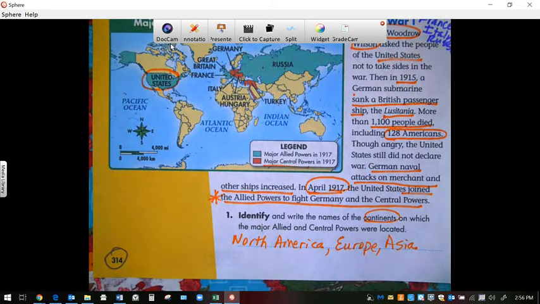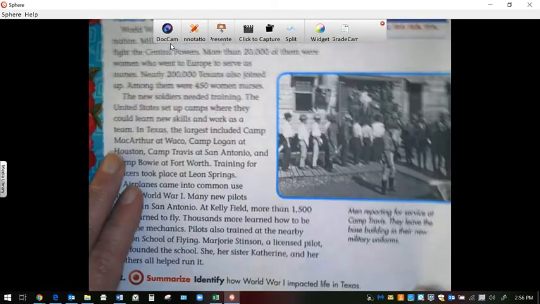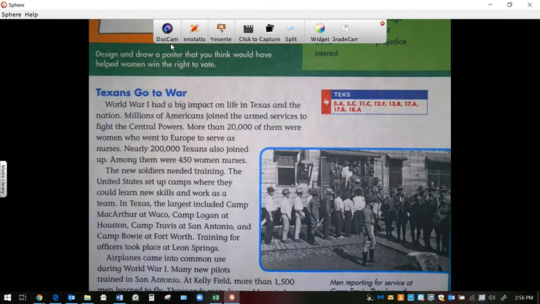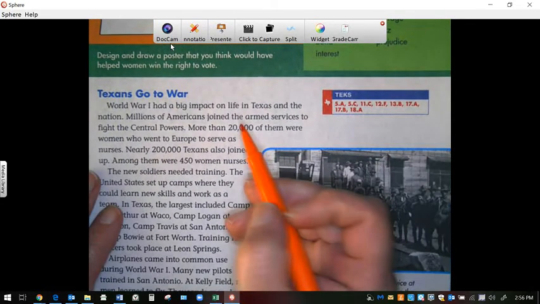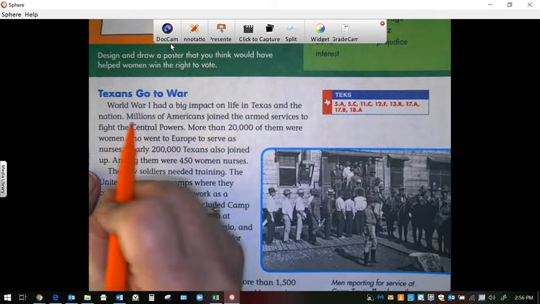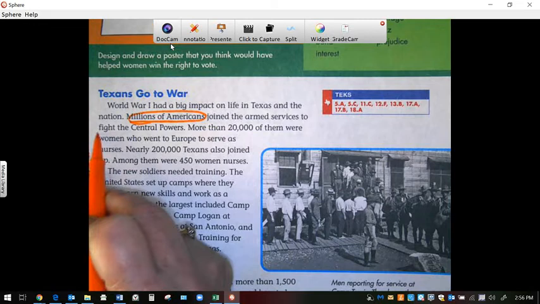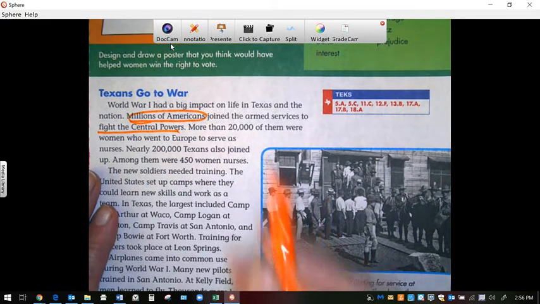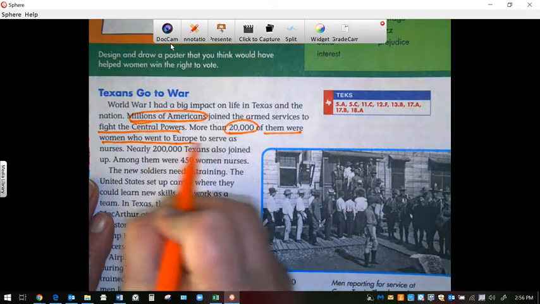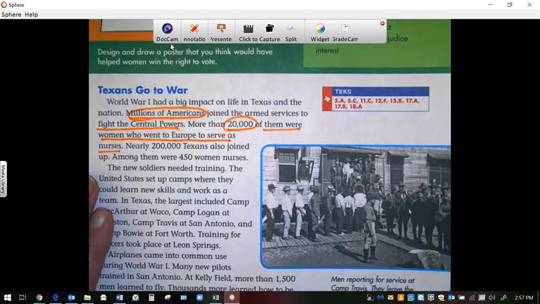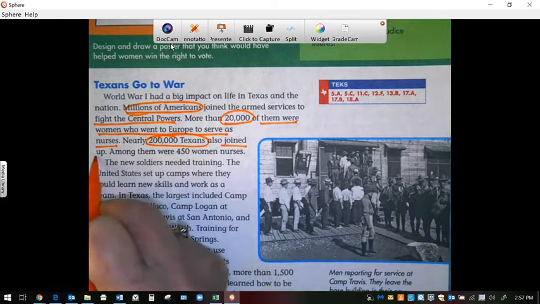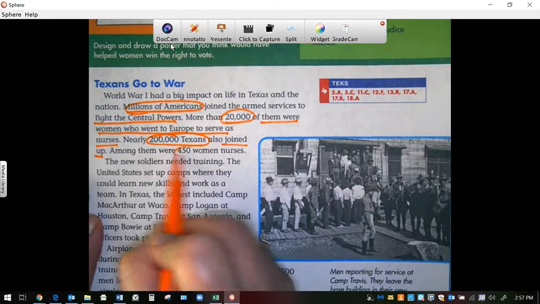And on page 315, we're going to continue with World War One and how Texans go to war. World War One had a big impact on life in Texas and the nation. Millions of Americans joined the armed forces to fight the Central Powers. More than 20,000 of them were women who went to Europe to serve as nurses. Nearly 200,000 Texans also joined up. Among them were 450 nurses.